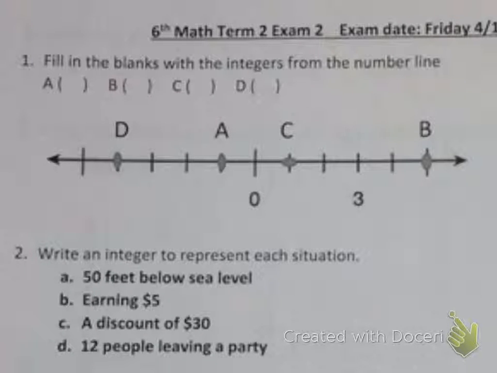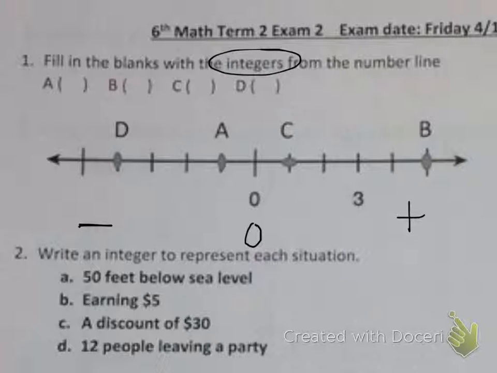Okay, for our first one, for Term 2 Exam 2, we have fill in the blanks with the integers from the number line. So integers are all the positive numbers over here, all the negative numbers over here, and 0. So they're the whole numbers and their opposites, so it doesn't include fractions, just the whole numbers and their opposites.